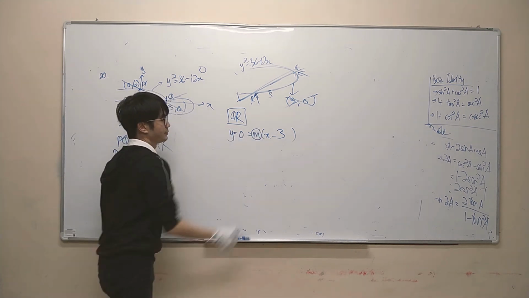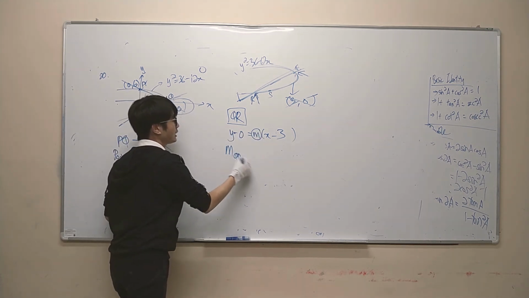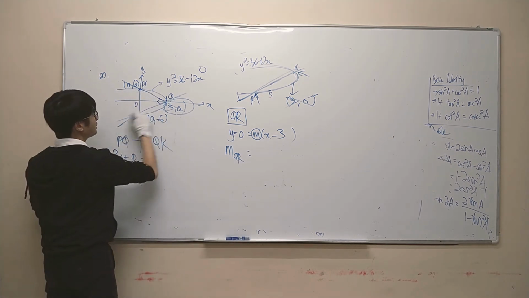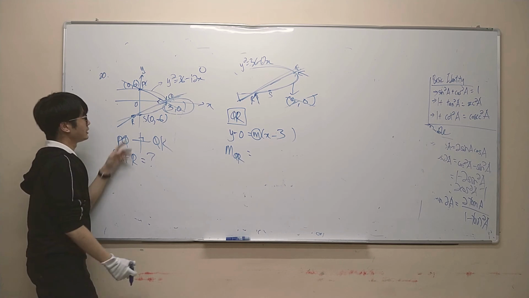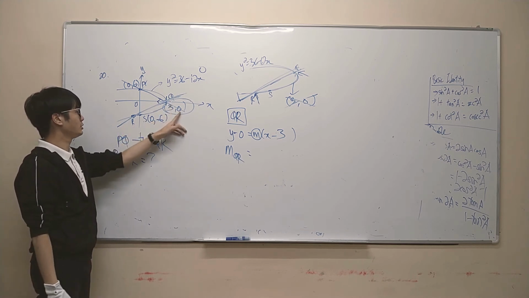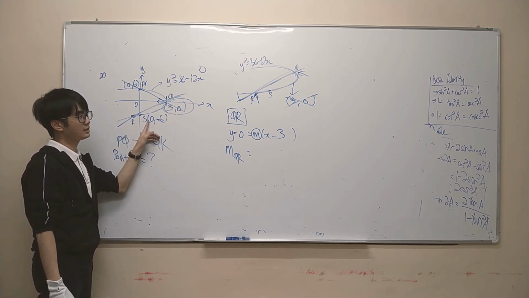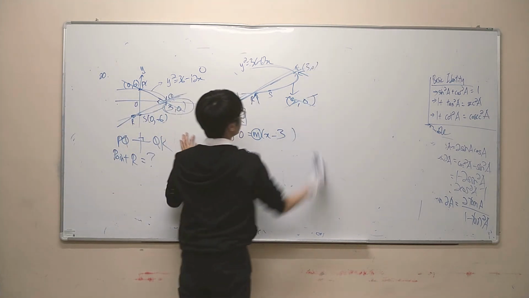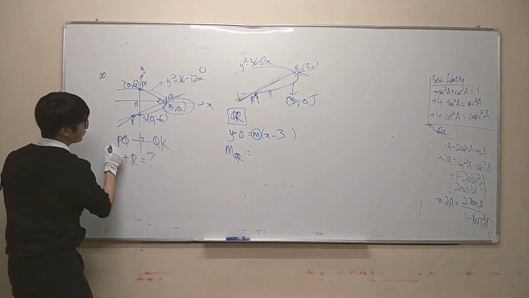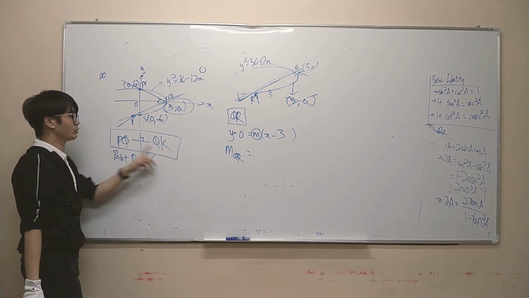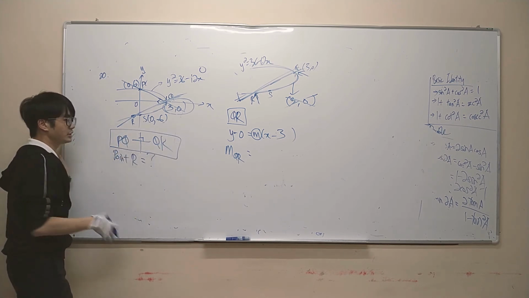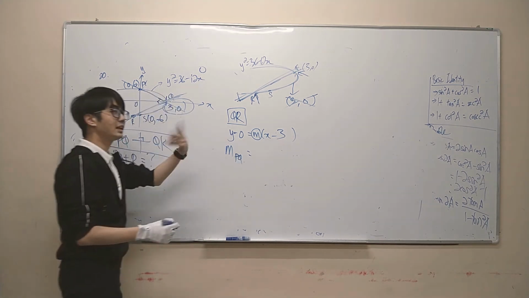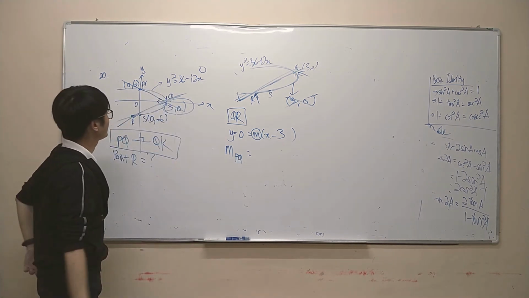What about the gradient? How do we find the gradient of QR? To find the gradient, you need at least 2 points. Do we have 2 points? No. I only have Q, (3, 0). R we don't have. You cannot use S because S is not on the line. So you only have this point. So how to find it? Don't forget they say PQ is perpendicular to QR. Even though QR's gradient cannot be found, you can find the PQ gradient, and then invert it and change the sign. Right? Okay, gradient of PQ.